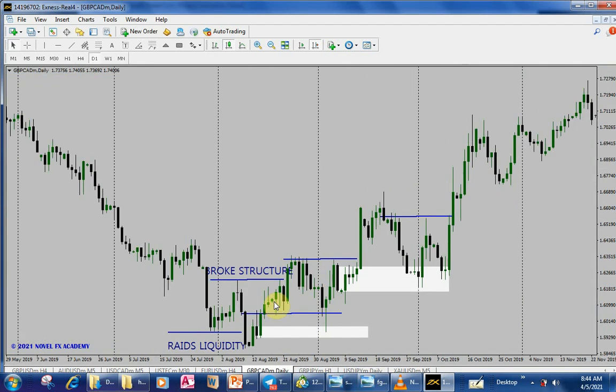Okay, this is the opposite of the bearish OB. So this is a bullish scenario. So this particular OB raided liquidity in this area, then broke structure to the upside, and is a full body close candle.